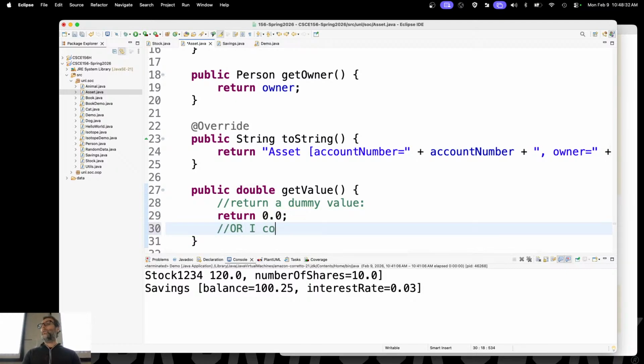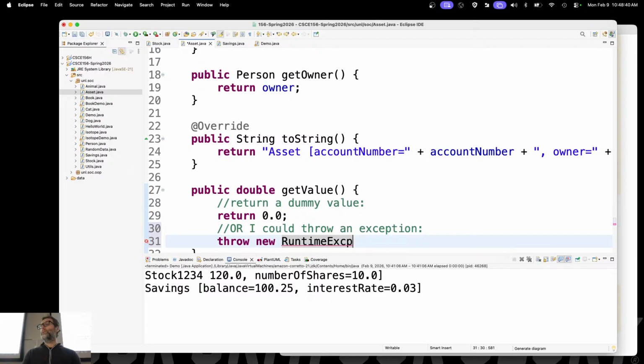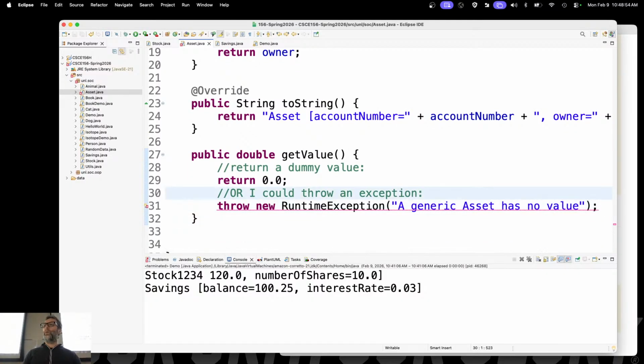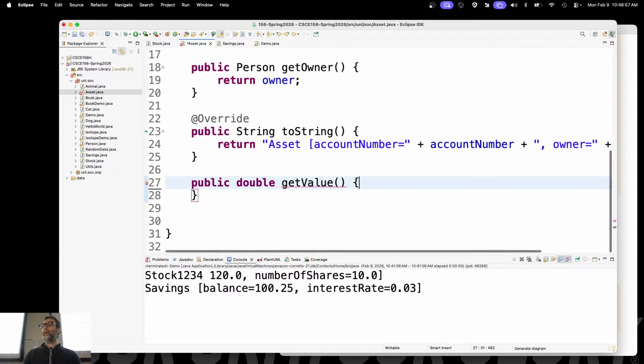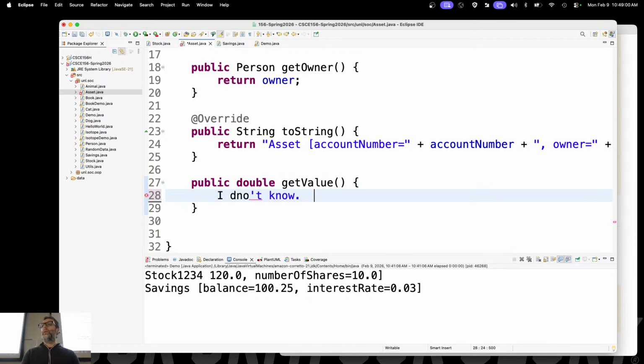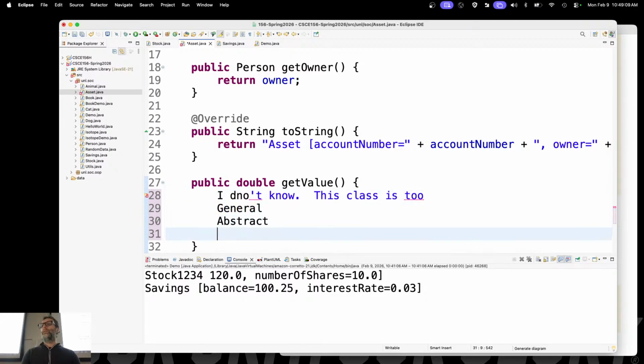Or I could throw an exception, right? I could say throw new runtime exception, right? A generic asset has no value, and so you shouldn't have called that, right? We can do that. Or what I can do is even better than both of those things. I can say, I don't know. I don't know, right? This class is too general or abstract to determine its value, right?